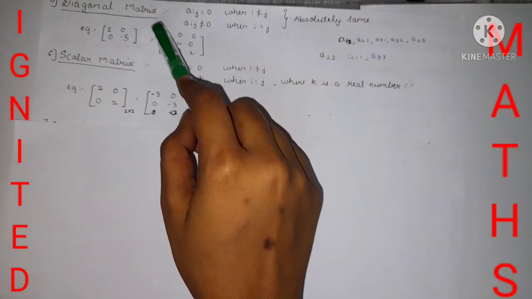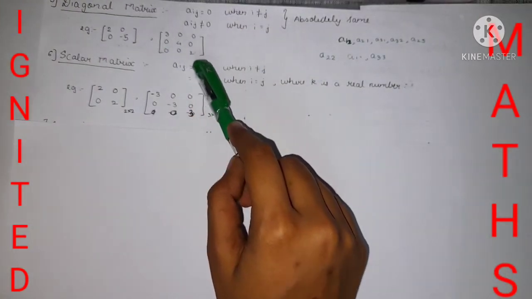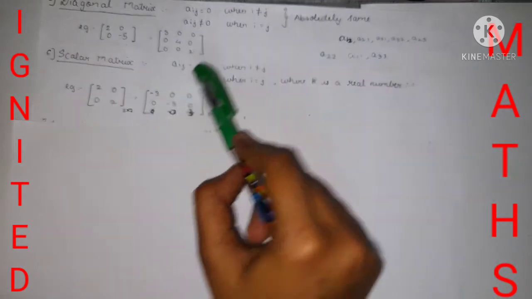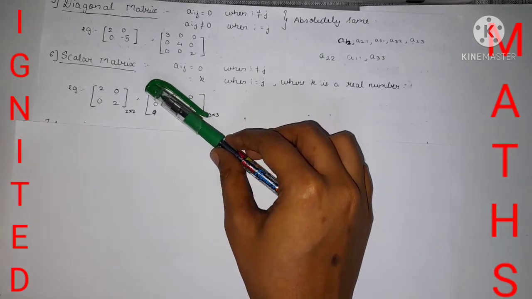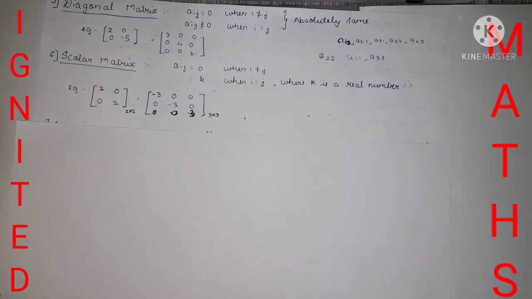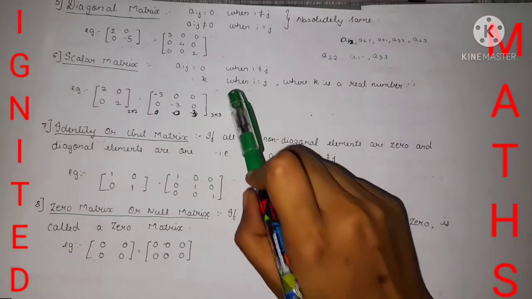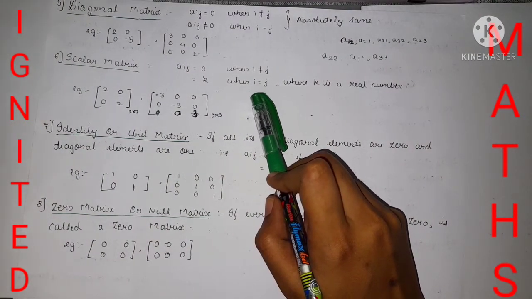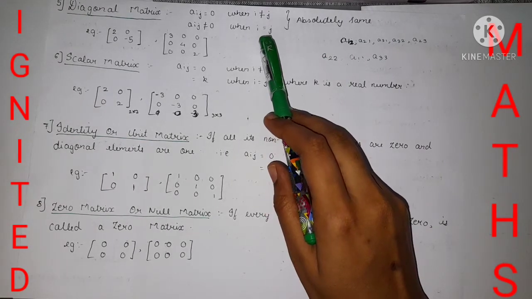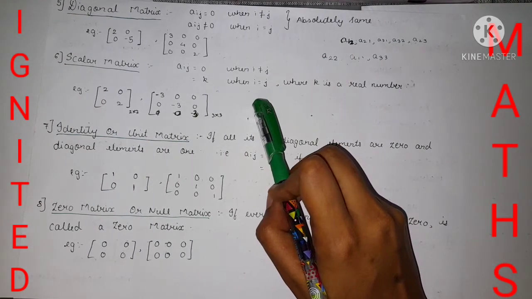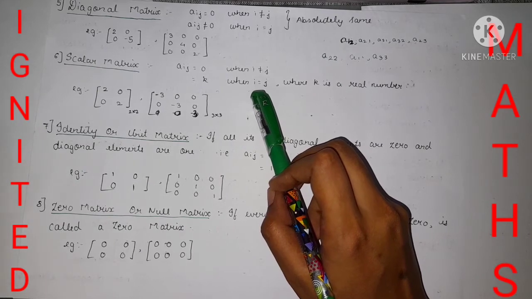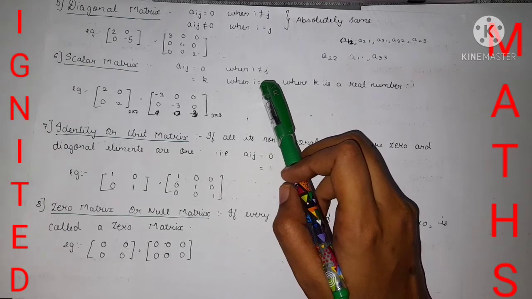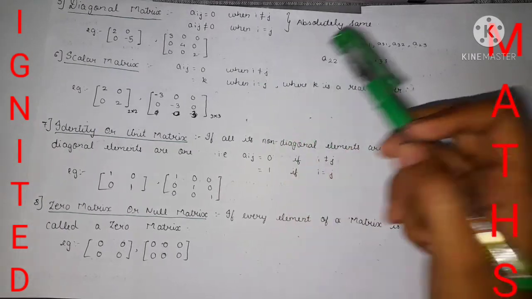In a diagonal matrix, you can take any element on the diagonal, and the rest of the elements you need to put as 0. But in a scalar matrix, you need the same element along the diagonal, and the rest of the elements you can put as 0. i is equal to j is satisfied only in the diagonal elements. Here you can see i is equal to j, here also i is equal to j, which is satisfied only in the diagonal elements. Whenever you see the statement i is equal to j, it is nothing but the diagonal element.